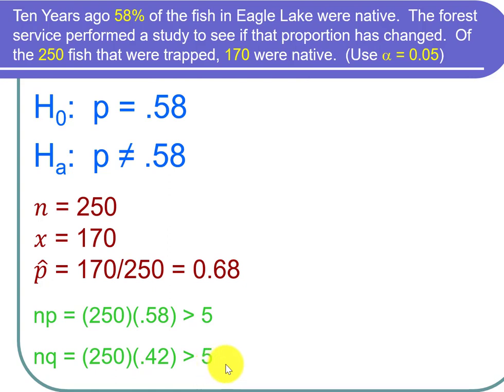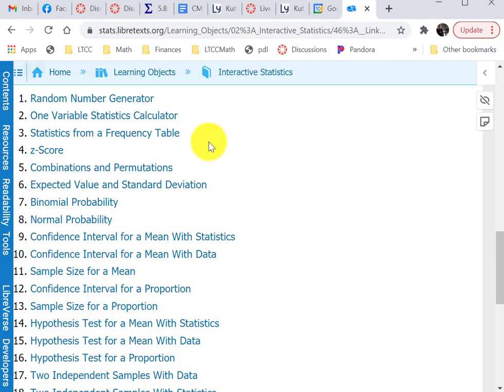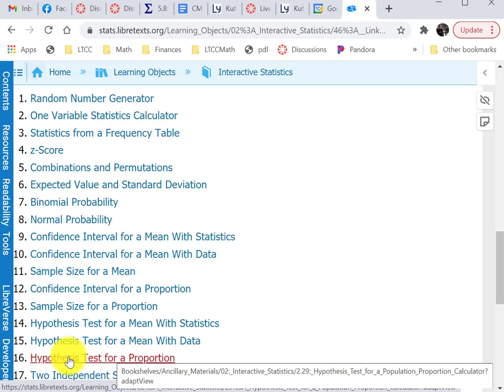So let's do that. Okay, so here's the calculator. We're running a hypothesis test because we had an H naught and an HA. And the survey question was yes, no. We're talking about proportions. We had a P. So that means we want a hypothesis test for a proportion. And here it is. I click on that.